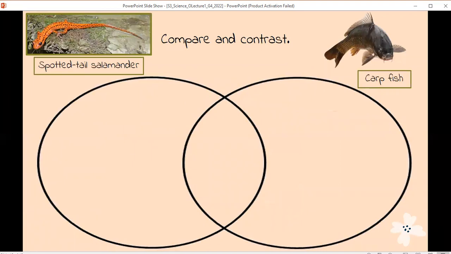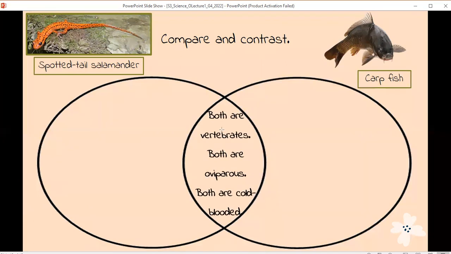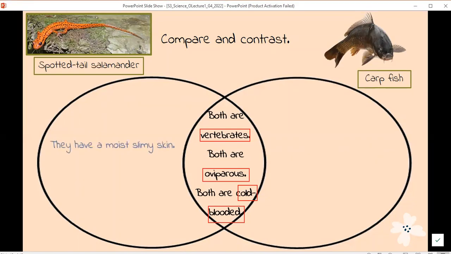Let's compare and contrast a salamander to a fish. Both are vertebrates. Yes, for sure. They both have a vertebral column. They both lay eggs and they lay them in water. They are both cold-blooded animals.